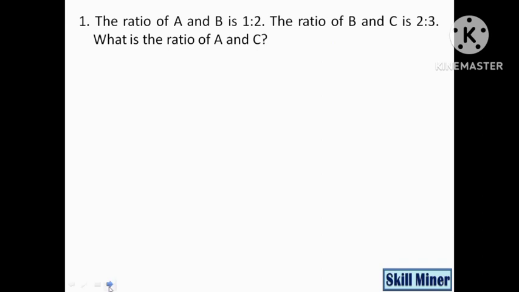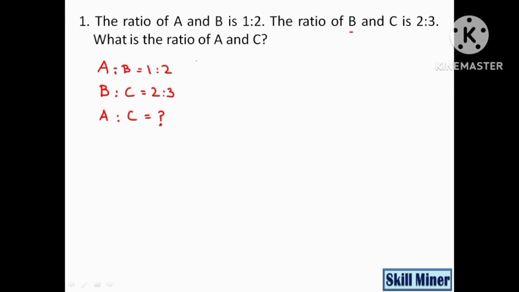Coming to the first question. This question is just a basic model. Observe the question. The ratio of A and B is 1 is to 2. The ratio of B and C is 2 is to 3. What is the ratio of A and C? We need to find the ratio of A and C.